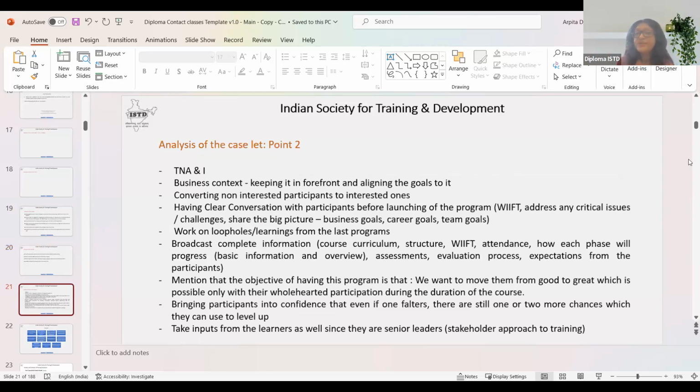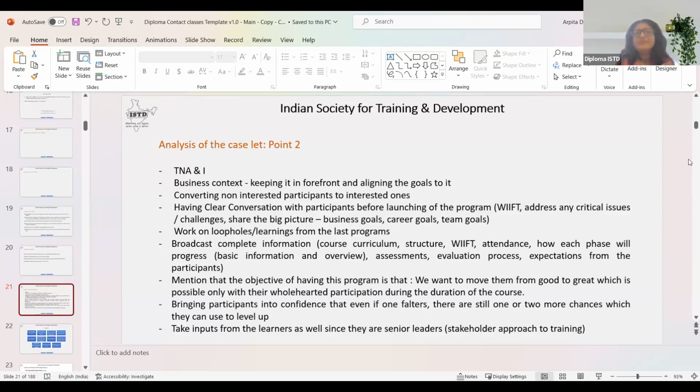Okay, now with respect to point 2, training need analysis and identification. We must do it well. Many organizations, you will also agree, have certain checklist items which need to be just done.